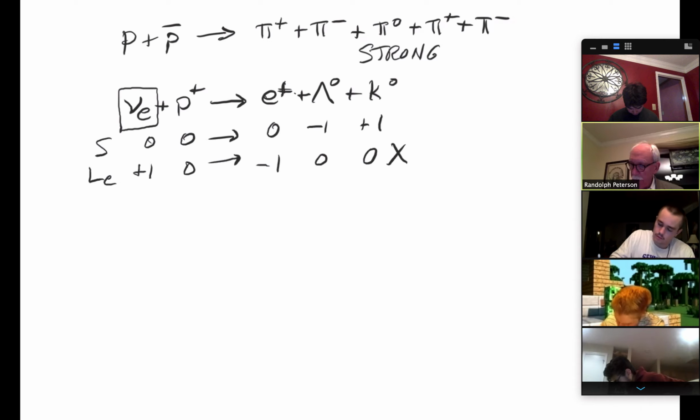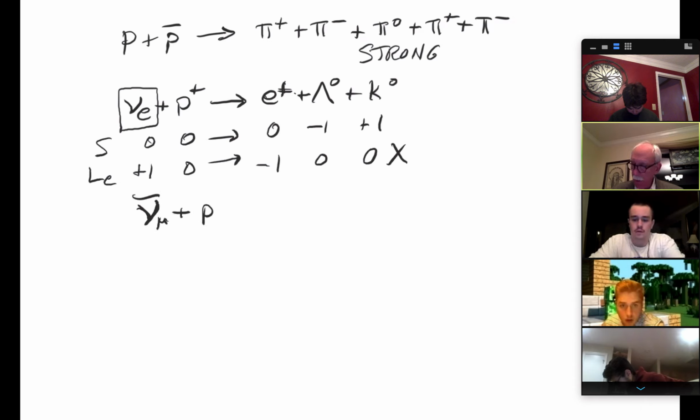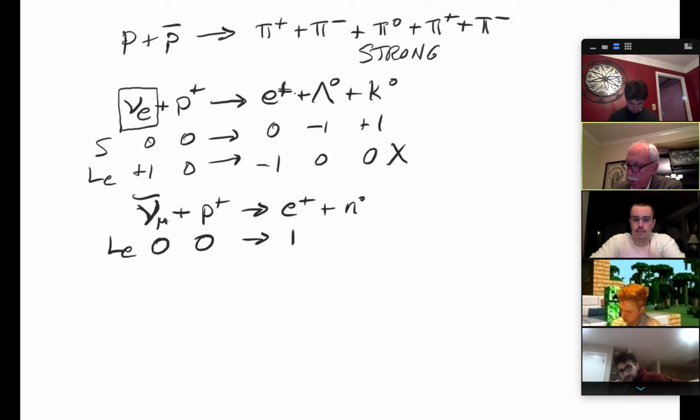Let's try this one. This is a neutral. Mass energy works. Charge works. Baryon number works. How about the lepton? Electron lepton 0 0 goes to -1 0. Doesn't work.